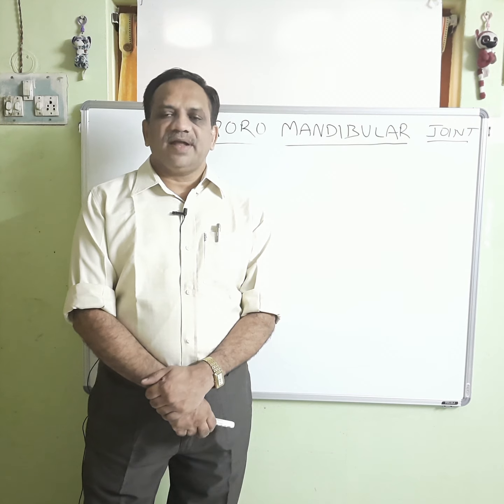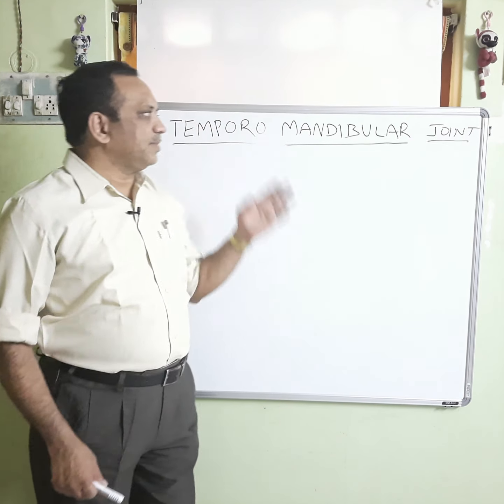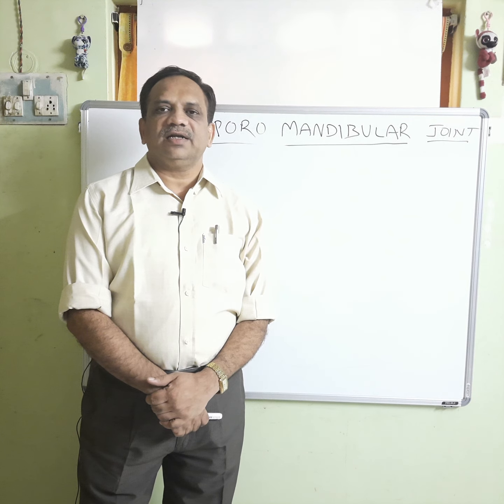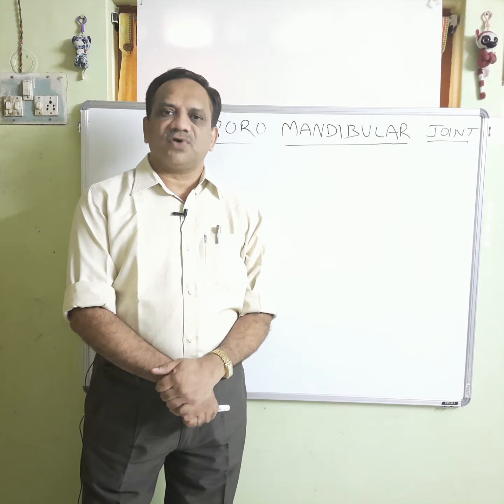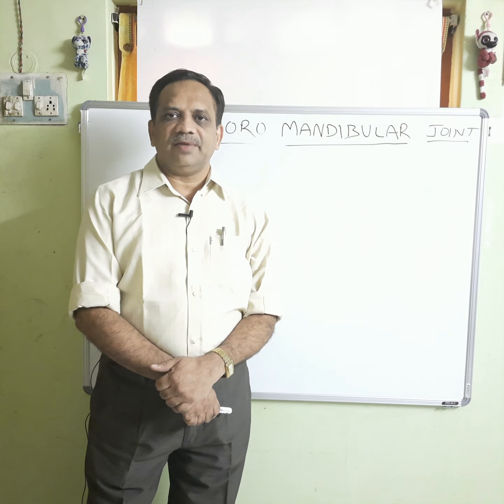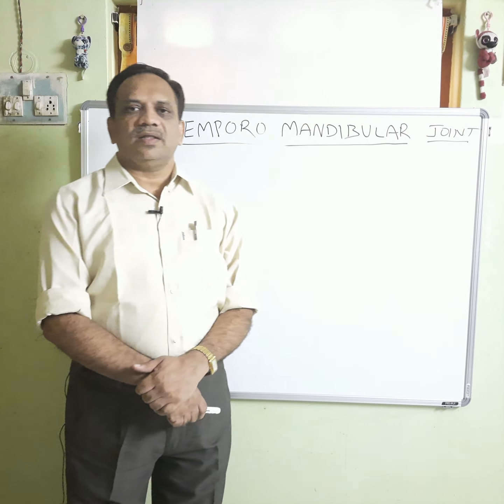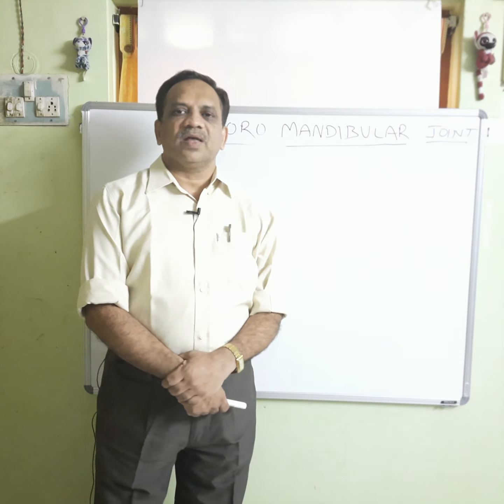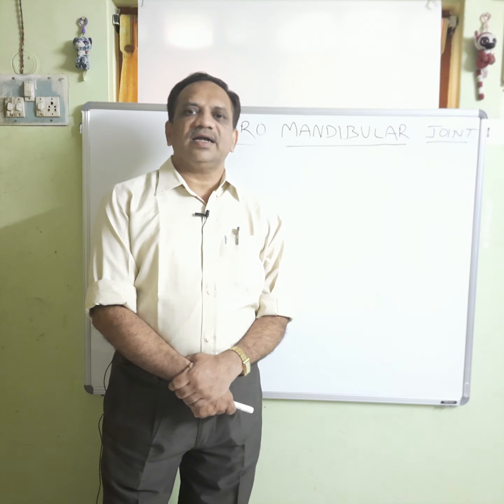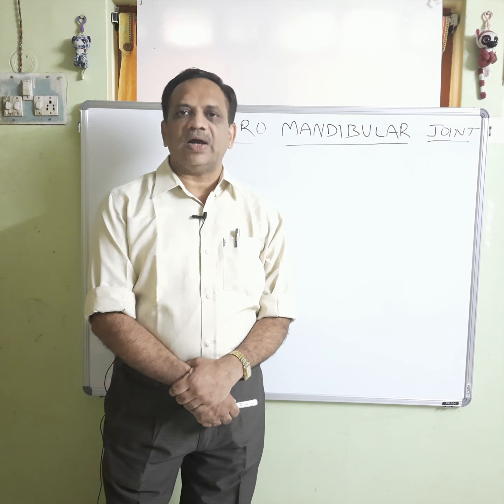Today we will learn about the temporomandibular joint. The temporomandibular joint is a synovial joint which is present between the mandibular fossa of the temporal bone and the condyle of the mandible. Mandible has two condyles on the right and left rami, and both collectively act as a single unit, thus they are called a bicondylar joint.